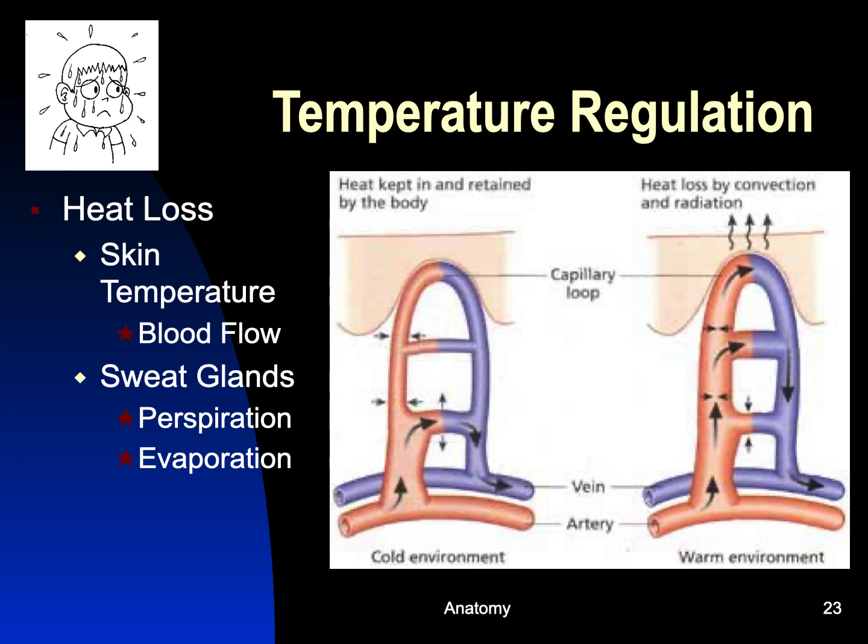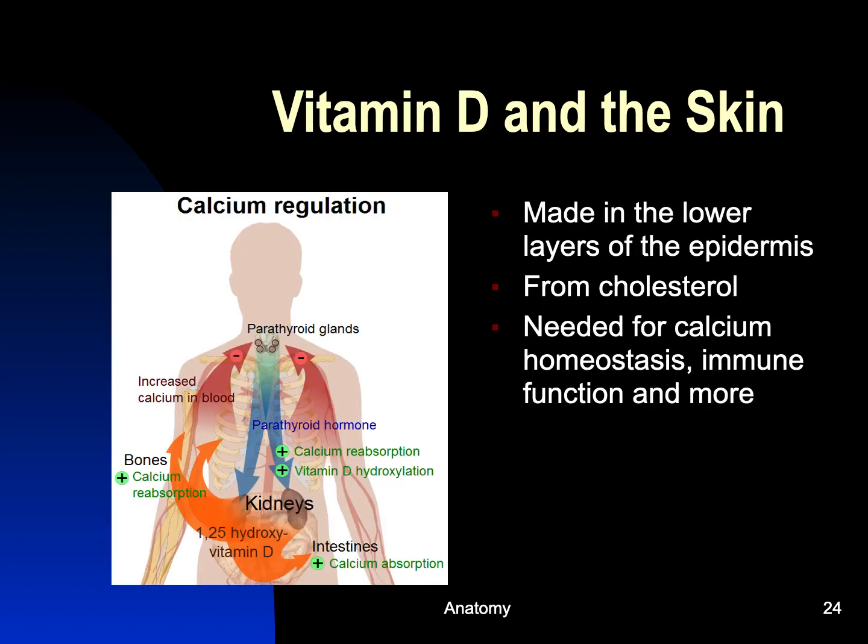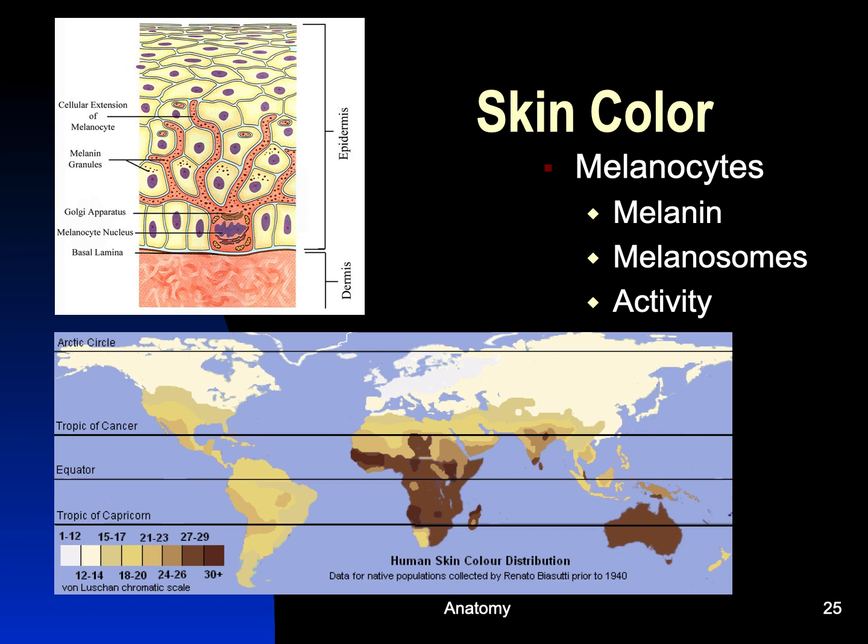It has a big role in heat loss, and we determine the amount of heat loss by controlling the blood flow to our skin and the production of perspiration. And that evaporation can cause cooling. The skin also has a role in producing vitamin D, which is needed for calcium homeostasis and other things. Okay, and then the last thing we mentioned here was skin color.